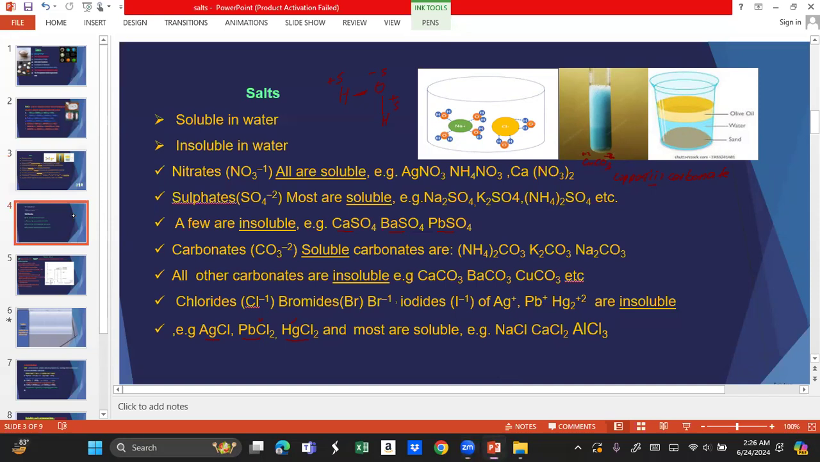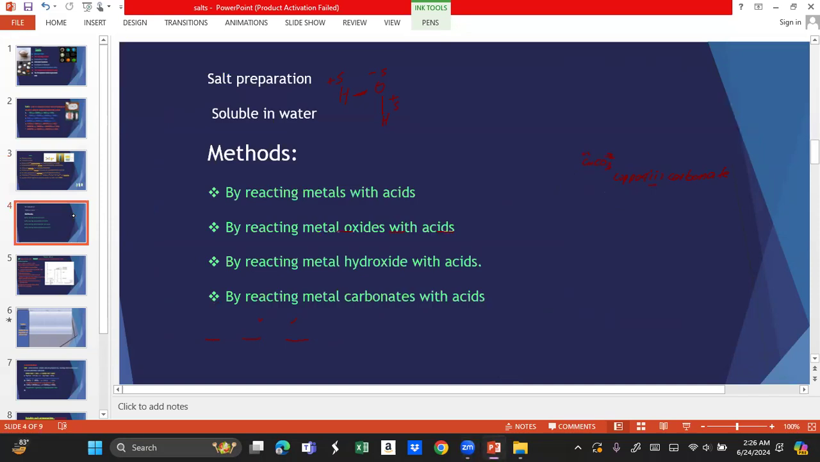Okay, now come to the next. What are the different methods for the preparation of soluble salts? Soluble salts can be prepared by mainly four methods. The first one is when we react metals with acids, when we react metal oxides with acids, when we react metal hydroxides with acids, when we react metal carbonates with acids. All these methods will help us to prepare soluble salts. We will go into detail of these salt preparations, inshallah, in the next lesson. In the next lesson, we will be starting with the titration method first.